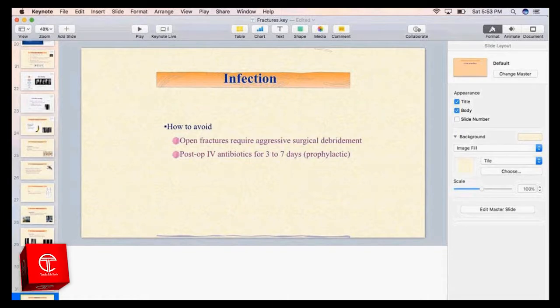So all open fractures require aggressive surgical debridement, and post-operatively you can continue antibiotics. Of course, you can take some serous fluid or tissue for culture, and you can start the antibiotics accordingly if there is some infection.